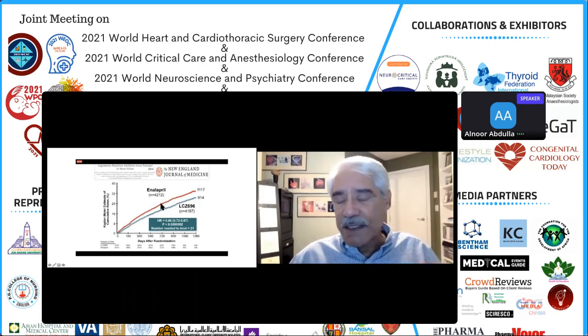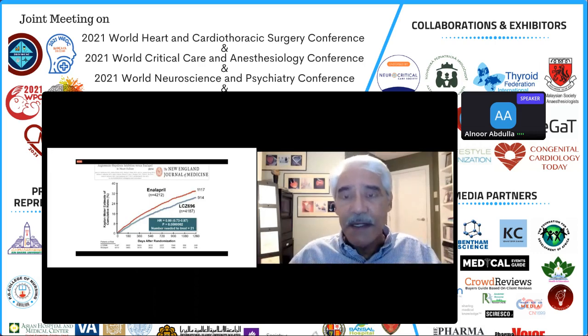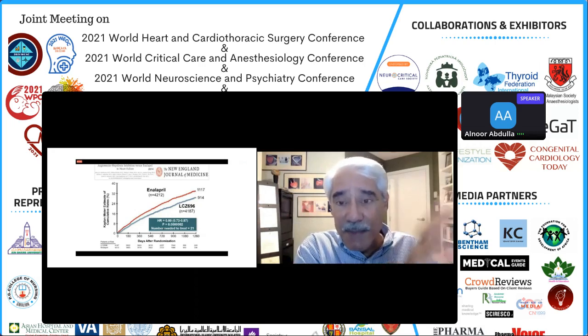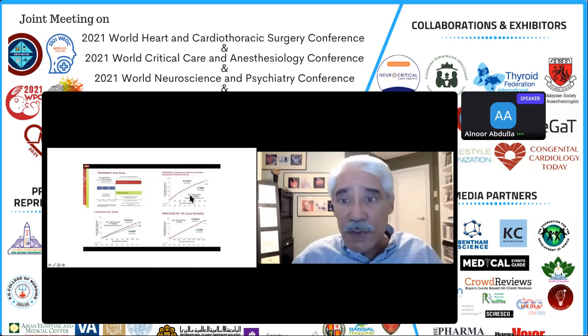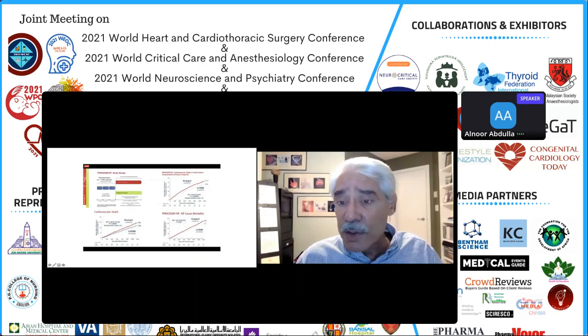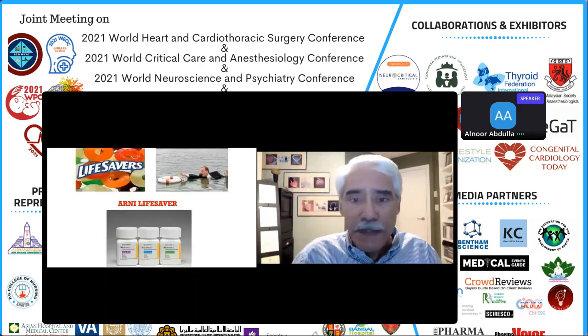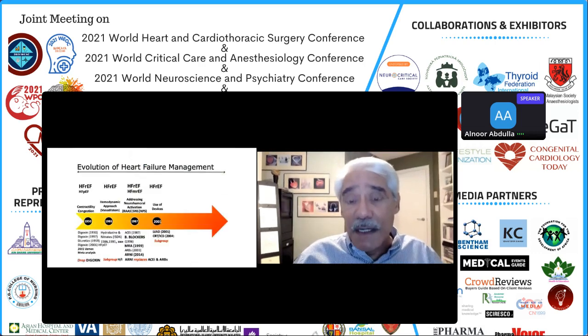So now for the first time, we have a new therapy that replaces an old therapy, which was already a lifesaver. But now we have a better lifesaver working on the RAS system and the natriuretic peptide system. So it improved the primary endpoint, decreased cardiovascular death, and also decreased all-cause mortality. So the ARNIs became lifesavers, which improve heart failure mortality over and above what ACE inhibitors can do or ARBs can do.